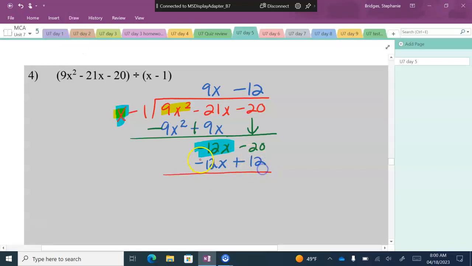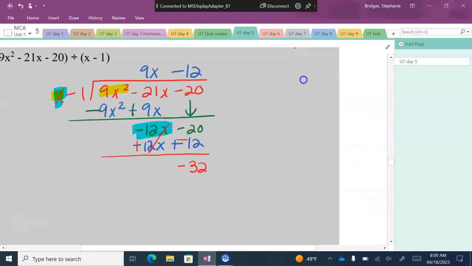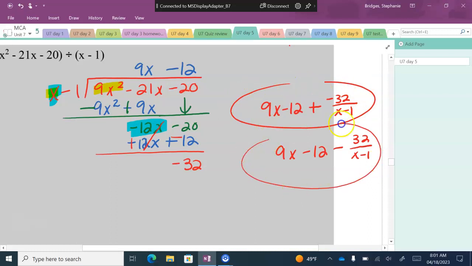I'm going to draw my line, change every sign. The 12s cancel. Negative 20 and negative 12 gives me a negative 32. That's my remainder. So when we write our answer, it's our quotient, that 9x minus 12 first, plus your remainder over your divisor, but my remainder happens to be negative, so we can either write it as plus a negative 32 over my divisor of x minus 1, or we could just write it as 9x minus 12 minus 32 over x minus 1. Either one of those is okay.